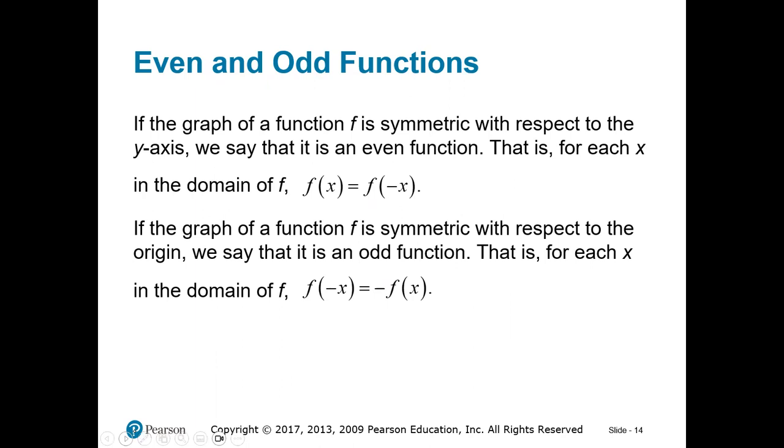If the graph of a function f is symmetric with respect to the y-axis, we say that it is an even function. That is, for each x in the domain of f, we get this. If the graph of a function f is symmetric with respect to the origin, we say that it is an odd function. That is, for each x in the domain, we have this.